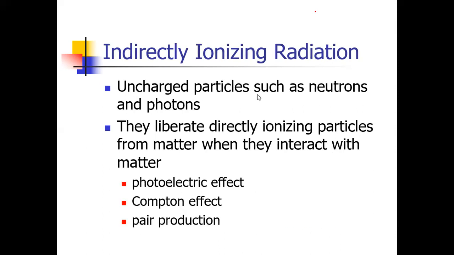Indirectly ionizing radiation refers to uncharged particles such as neutrons and photons, and they liberate directly ionizing particles from matter when they interact with matter. You're looking at three different types of effects here: a photoelectric effect, a Compton effect, and pair production. We'll go through those.